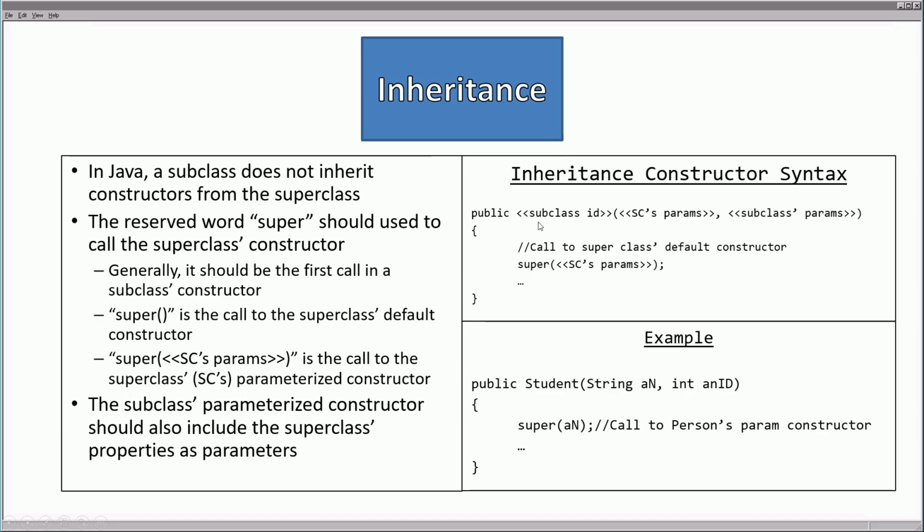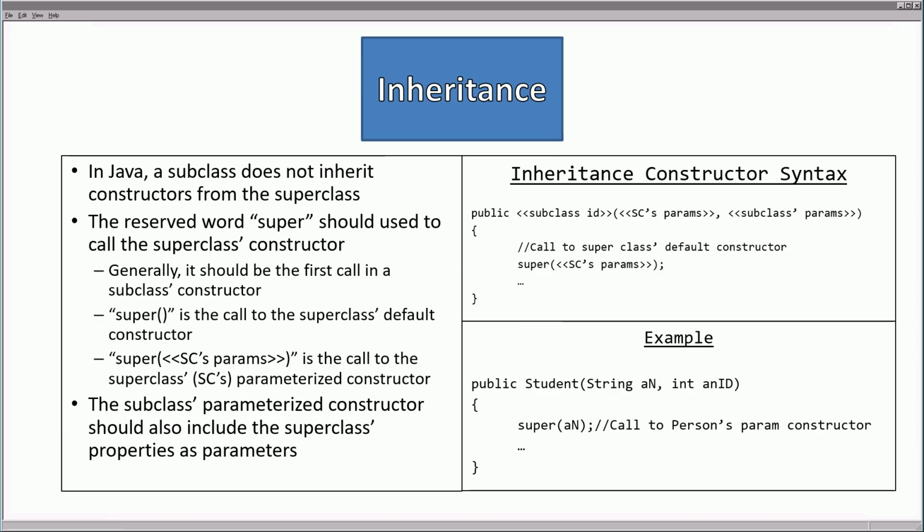Something that is very different about this one is, instead of creating a parameter for each one of the instance variables in the subclass, you need to also include the superclass's parameters. So notice, inside the parenthesis, we don't just include the subclass's parameters, we also include all the superclass's parameters as well. The reason why we do that is so we can call the superclass's parameterized constructor. That way, the properties can be set inside the superclass, and then the subclass's parameters can be set inside of here.